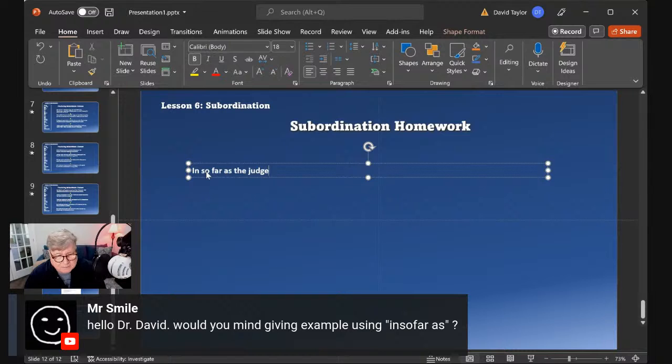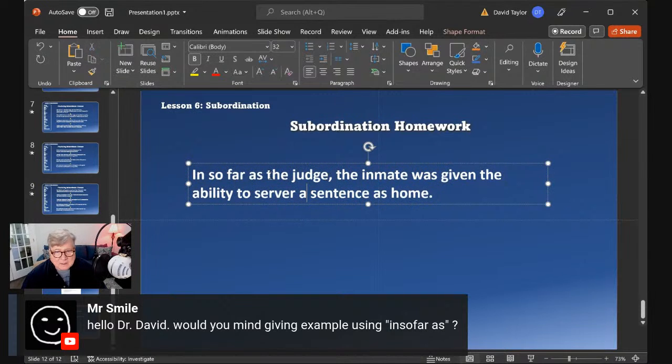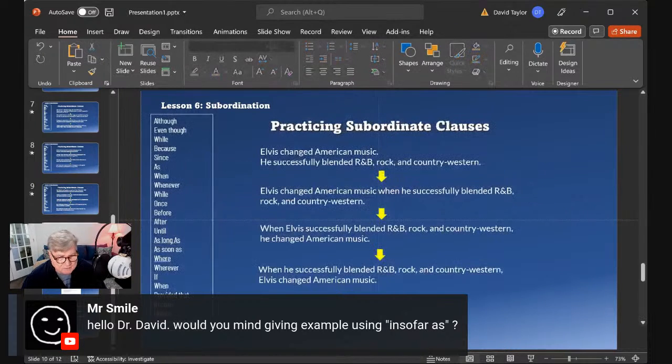the judge allowed, the inmate was given the ability to serve a sentence at home. It's not really a good one, is it? We need to make that bigger too. Let's see, let's find another one here.